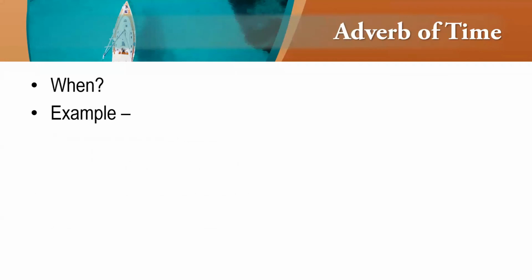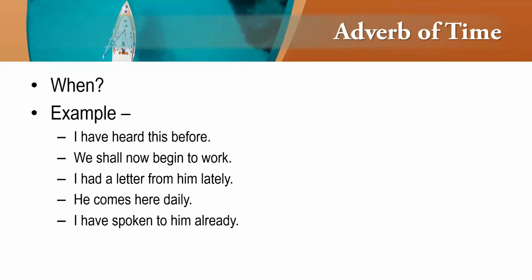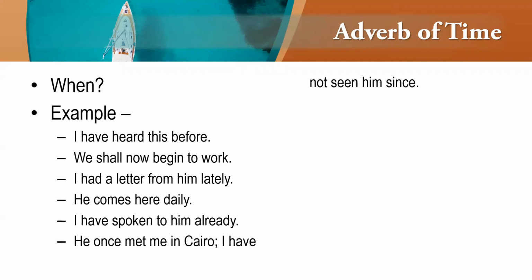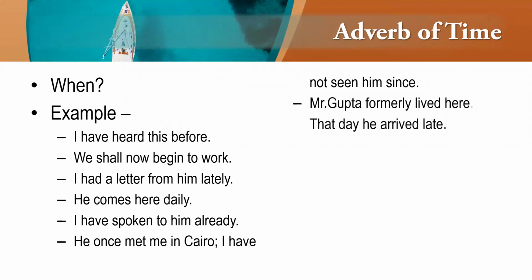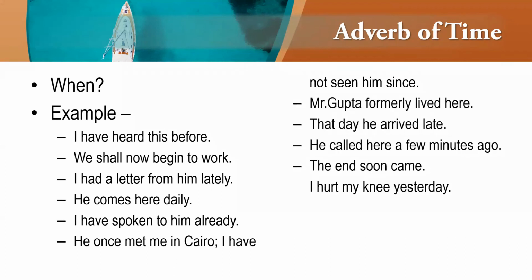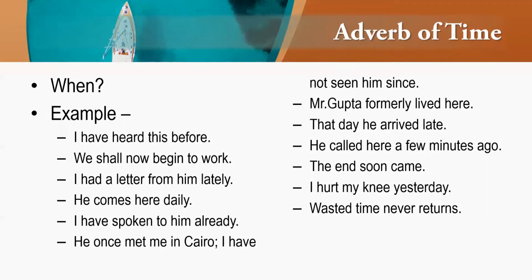Then adverb of time, which asks the question when. I have done this before. I shall now begin to work. So these are adverbs of time. I have spoken to him already. He once met me in Cairo. I have not seen him since. Okay. Wasted time never returns, never.